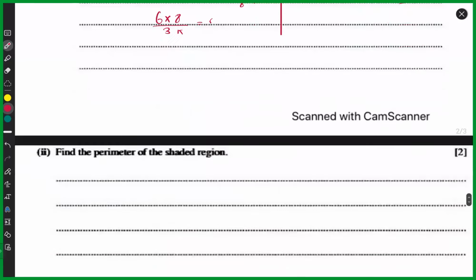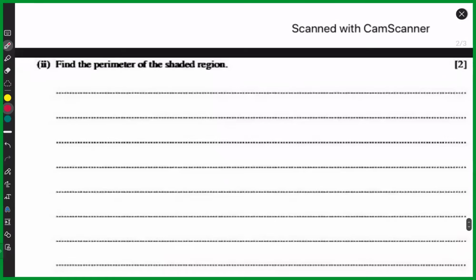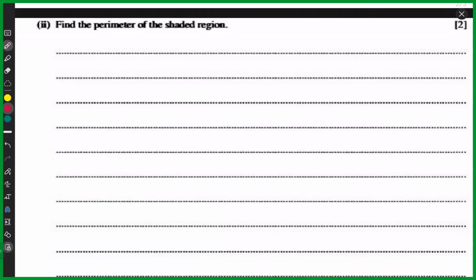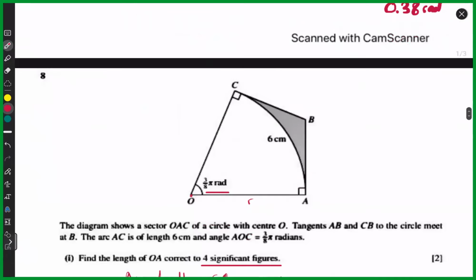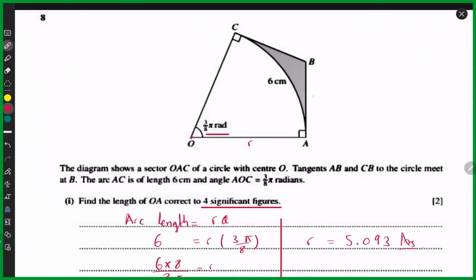The next part is basically for 2 marks. It says find the perimeter of the shaded region. Now you have been asked to find the perimeter of the shaded region. This time around, your sector is not shaded, something else is shaded. Here are the details of the shaded region. So we already have 6. We need to find out this side, and once we find out this side, just know that both these sides are equal. Why am I saying this? Because this used to be a property in O level math. So we used to say that if we make a line right here in the center, will we use tan?